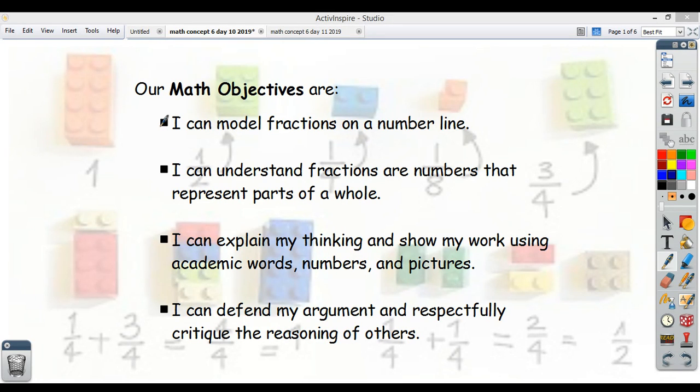Math 12-4. Our objectives are: I can model fractions on a number line. I can understand fractions are numbers that represent or show parts of a whole. I can explain my thinking and show my work using academic words, numbers, and pictures. And I can defend my argument and respectfully critique the reasoning of others.